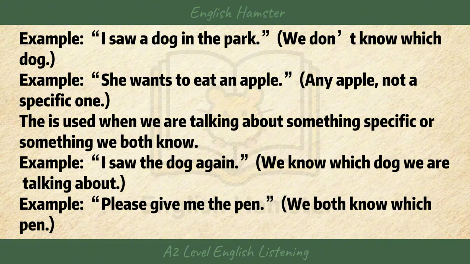Example: I saw a dog in the park. We don't know which dog. Example: she wants to eat an apple. Any apple, not a specific one.